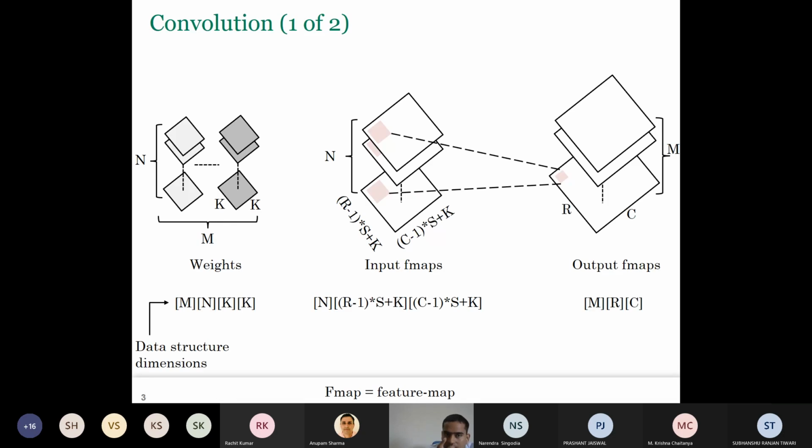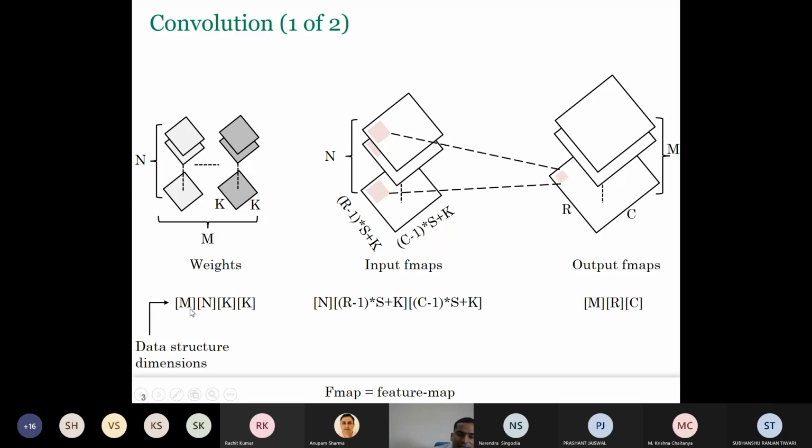So these are the CNN layers. We have convolution layers. Here we have the input feature map, which is also called input activation. We multiply weights with input activations, and with this we get the output activations or output feature maps.